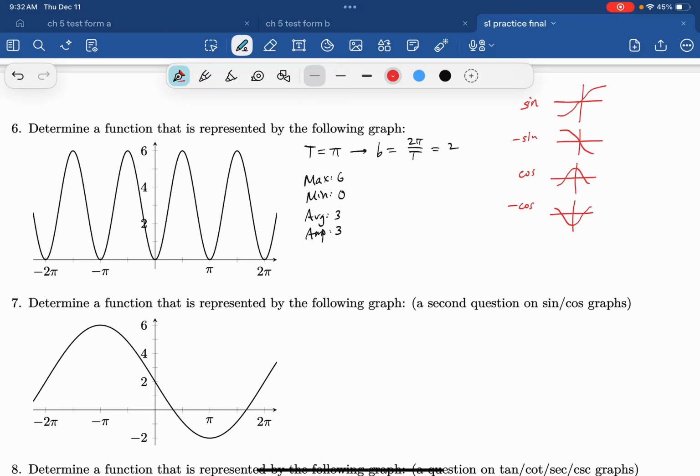So looking at this graph, we can clearly see that it's a negative cosine graph because it has a dip at the y-axis. So we're able to write the final equation as -3, right? The amplitude. Amplitude is always multiplying the cosine or sine function. So -3 cosine of bx, so 2x, and then plus the average, plus 3. That's our answer.